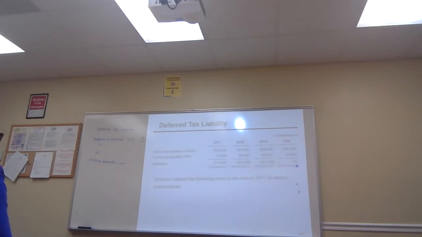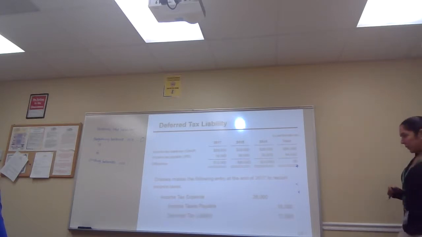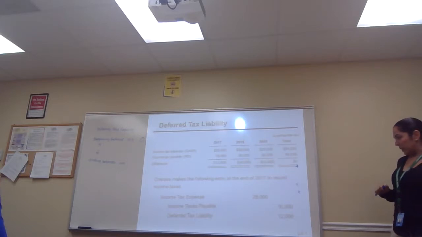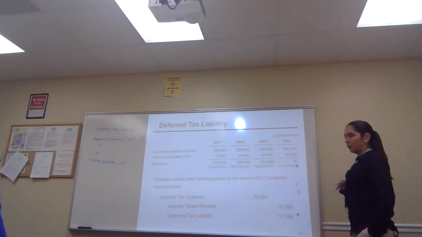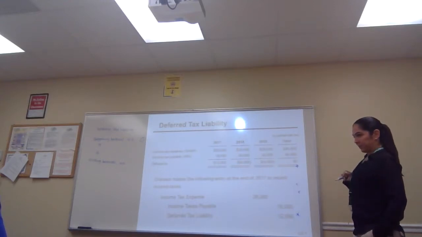So now it's going to show you how to do the journal entry to record at the end of 2017. So you're going to debit your income tax expense, $28,000. You're going to credit your income tax payable for $16,000. And usually your plug for your entry is right here. You're going to have a credit to deferred tax liability.